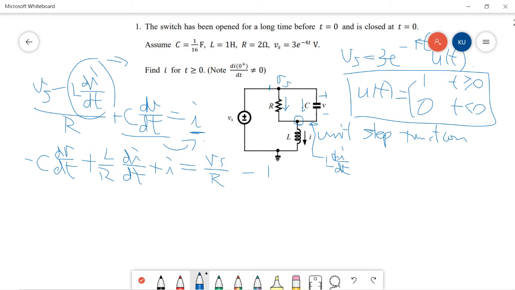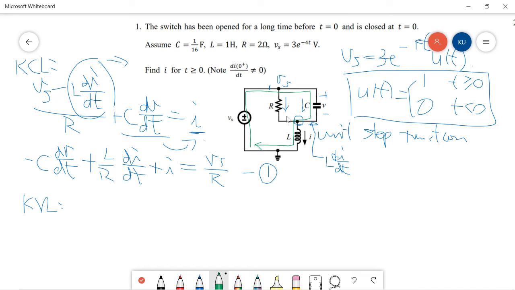So this is the first equation we can get, using the KCL here. And the next one is we can use the KVL for the outer loop, something like this.